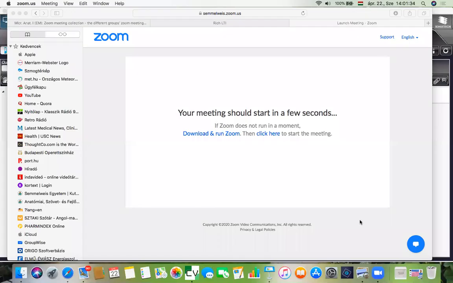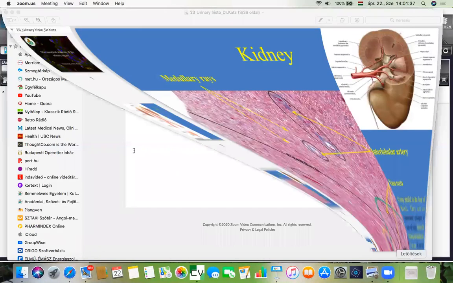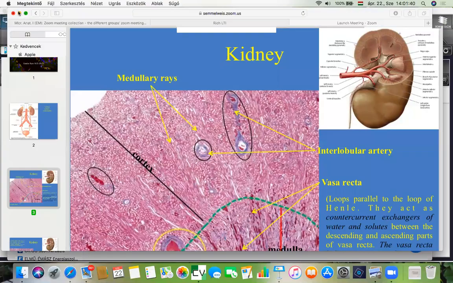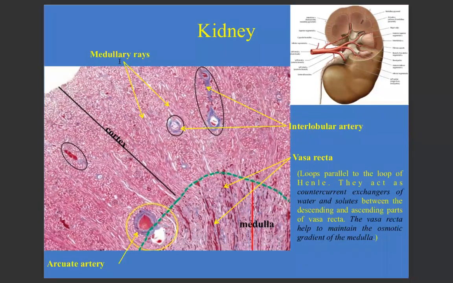Today, we're going to start the urinary system. So, let's see first the kidney. But before the exact slide, I just want to show some stuff related to the kidneys. So definitely the kidney is composed of cortical and medullary portions, as we covered in the dissection room.